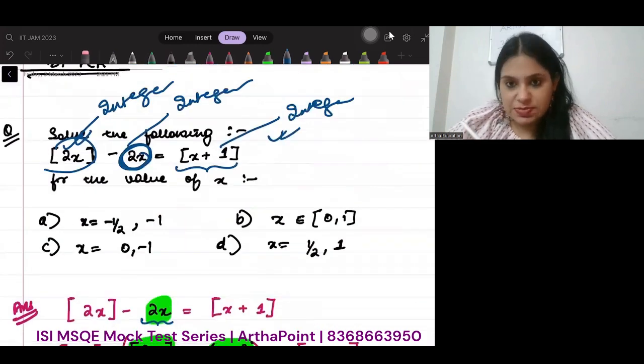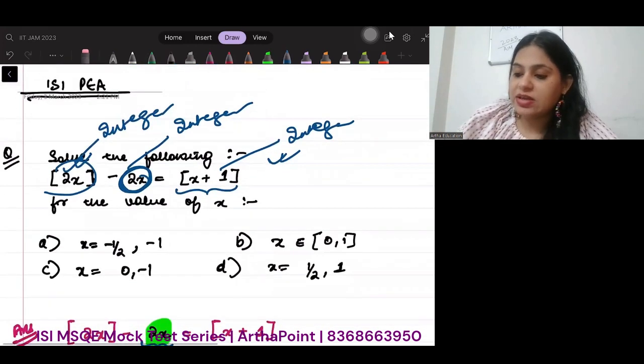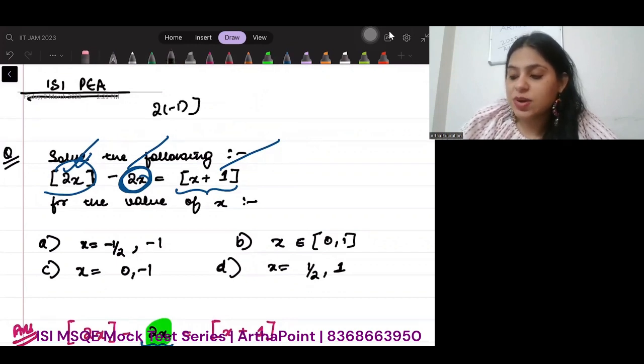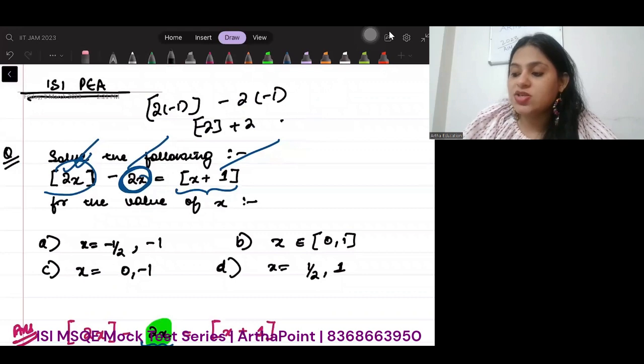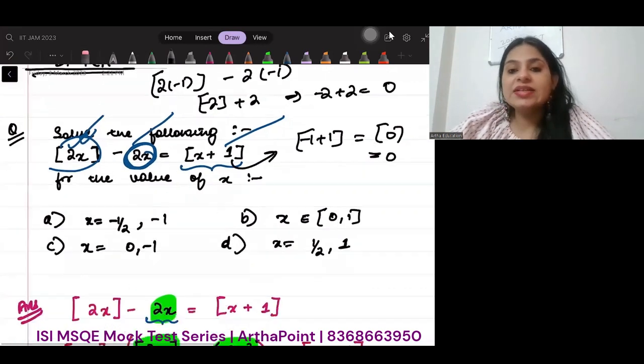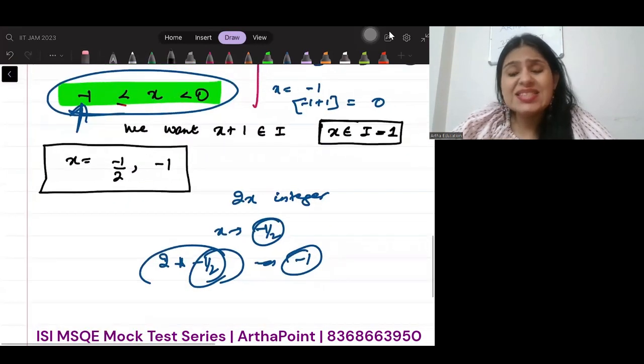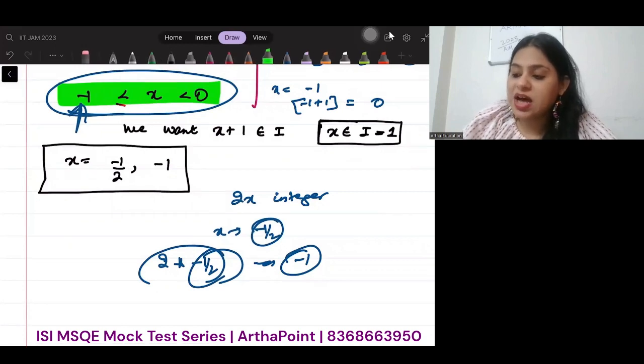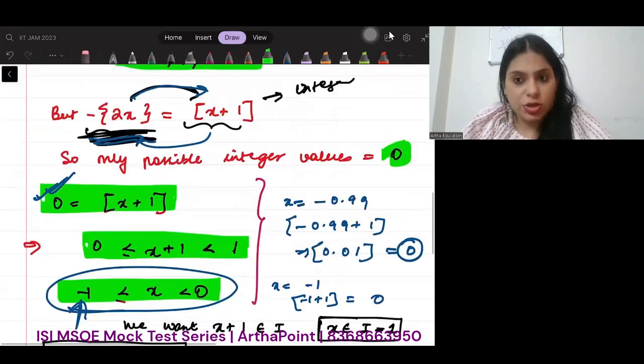When I put my x as minus 1, you can verify it here. I will get the greatest integer of 2 into minus 1, minus 2 into minus 1. So I will get minus 2 minus minus 2, which is minus 2 plus 2, that will be 0. And if I put the same value here, I will get minus 1 plus 1, which will be 0, greatest integer 0. So these two values, x at minus 1 and x at minus half, will satisfy my equation.